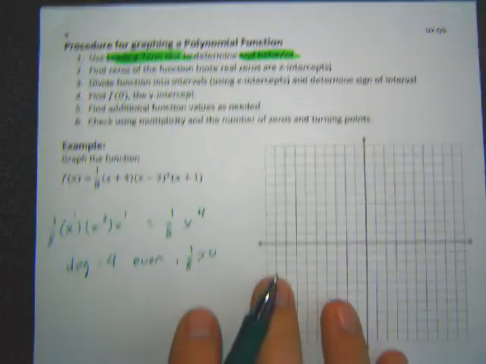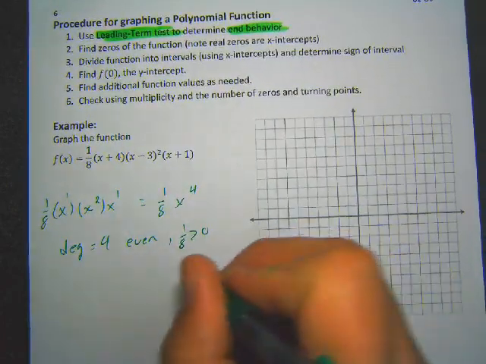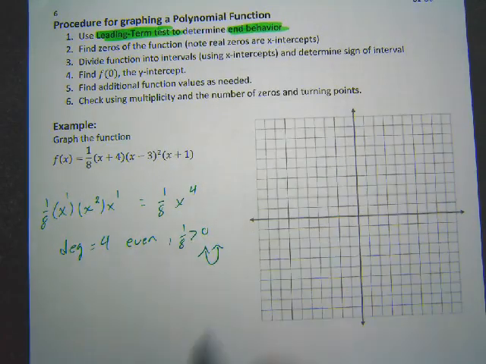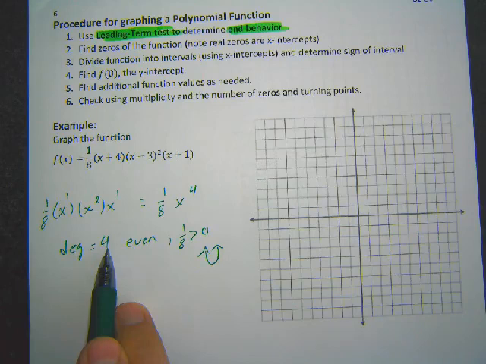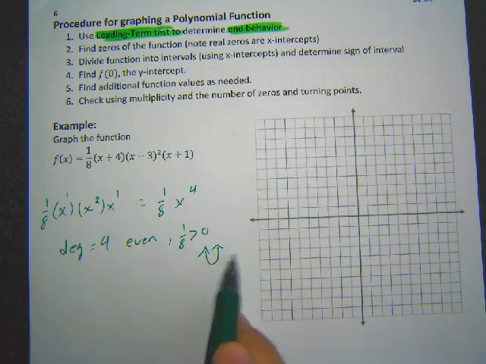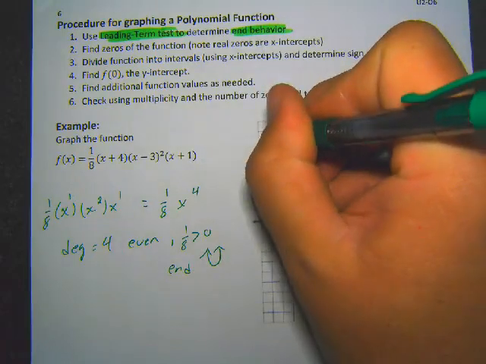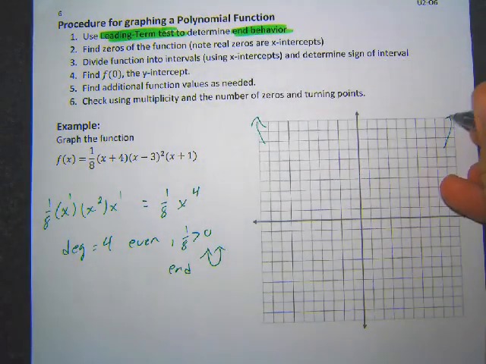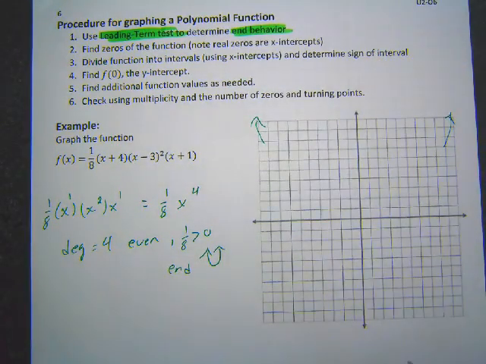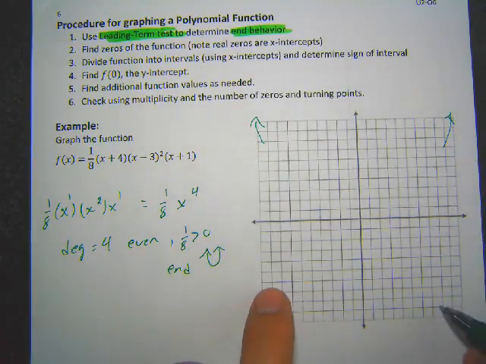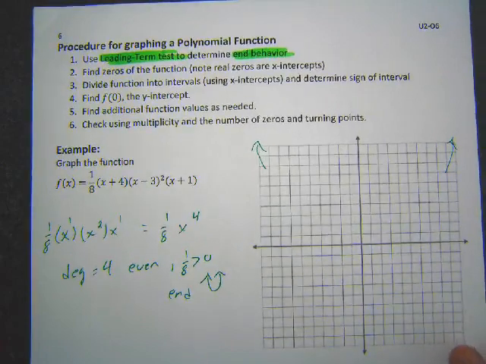Because it's even and positive, we know that it's going to look like this. If it has even degree and a positive number, they're both going up. So the ends look like that. I'm going to have an arrow going up this way at the end and going up this way at the end. I don't know exactly where they fit, but I know when I'm done, they should look like that. If I have anything going down, I'm not doing it right. They should both go up. So that's the leading term test.